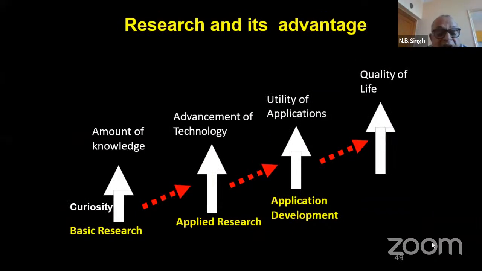Now, how does research start? Curiosity. You have certain curiosity to know, and that is basic research. This curiosity leads to an amount of knowledge. That is, when you are doing basic research for satisfying your curiosity, it leads to knowledge. And this amount of knowledge is responsible for applied research. And this applied research advances the technology.